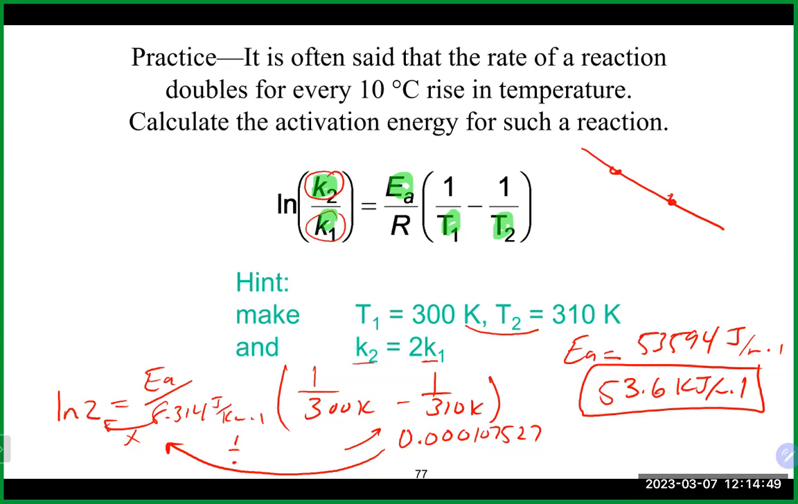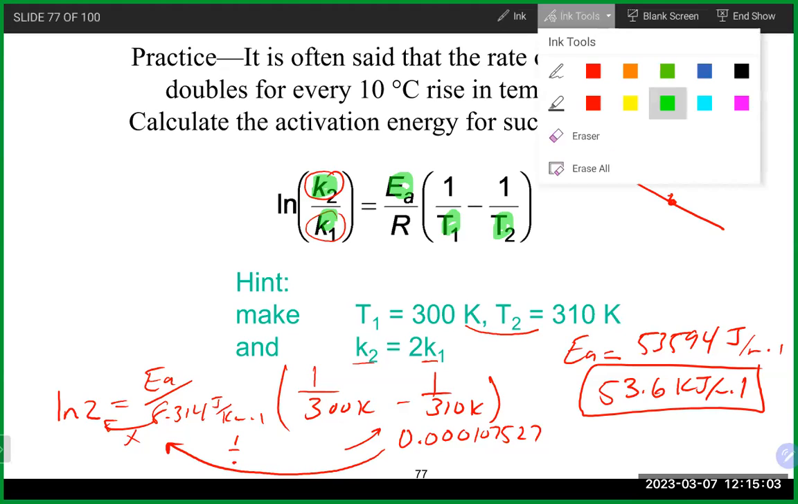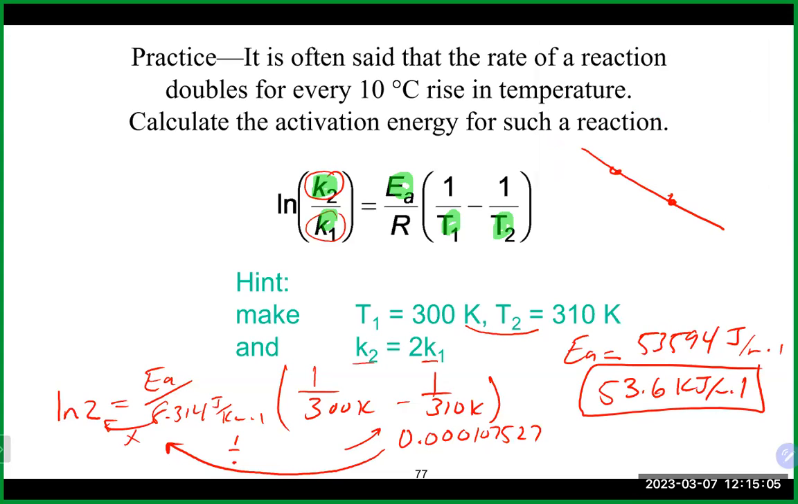In an example where you might have been given the activation energy, 1 rate constant, and 2 different temperatures, you could figure out at the second temperature what the rate constant would be and vice versa. Any questions on any of that? You do need to be able to solve for any of those spots there. Any questions? Yeah.